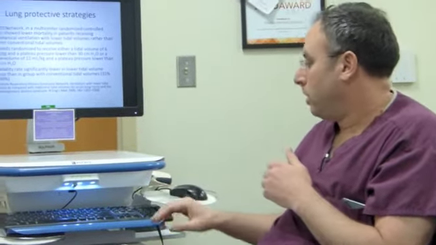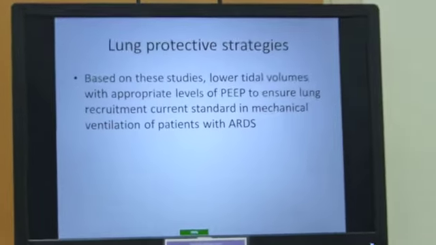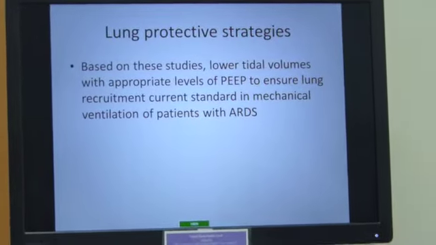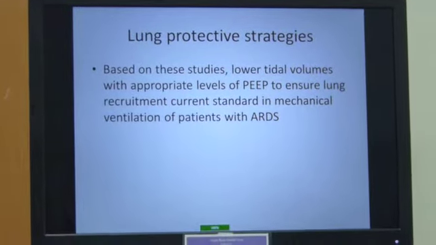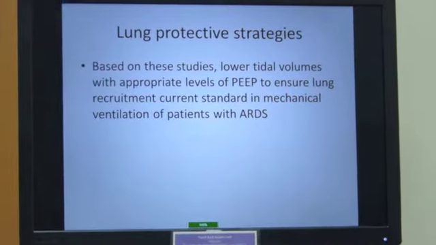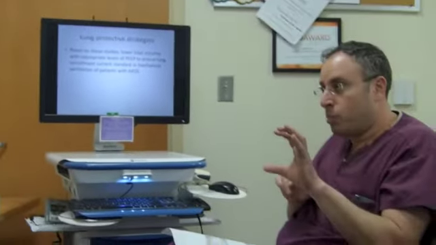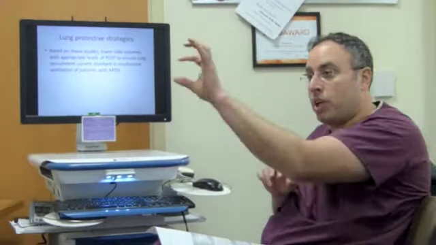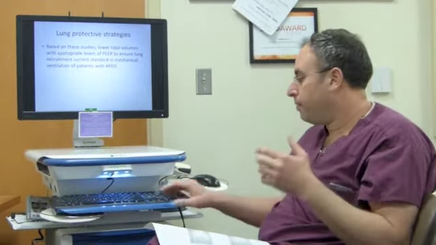I more so deal with pressures. So based on those studies, the first study by Villar and the second study by the ARDSNet group, lower tidal volumes with appropriate levels of PEEP to ensure recruitment are the current standard of mechanical ventilation in patients with ARDS, right? So you want to be above the lower inflection point with a PEEP of 5 or higher. You want to be below the upper inflection point with lower tidal volumes, which give you lower vent pressures. Make sense?